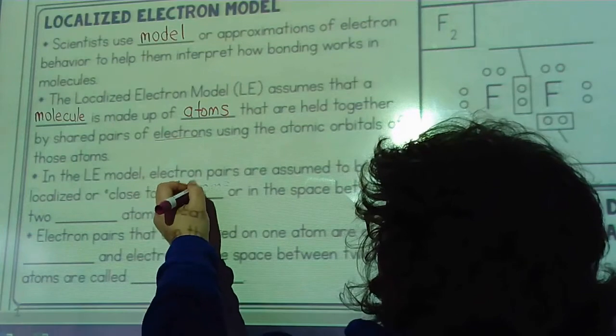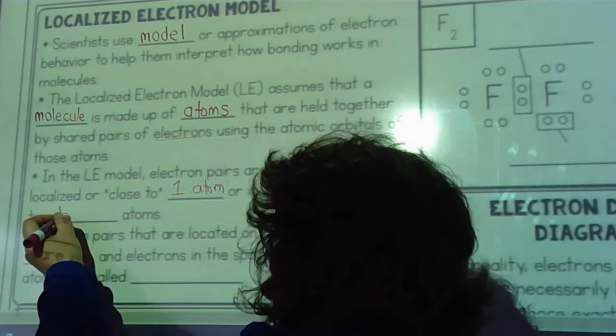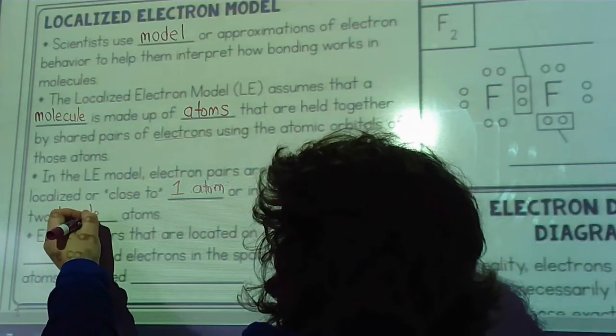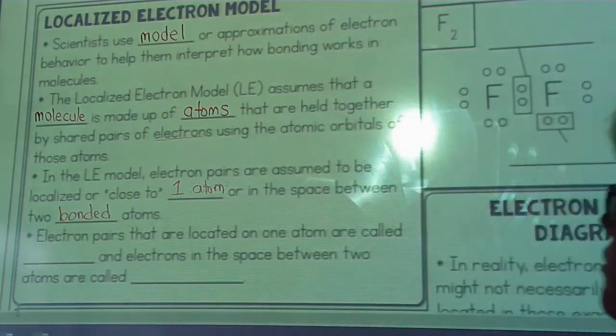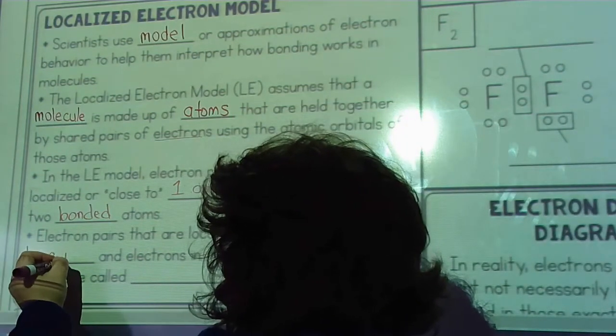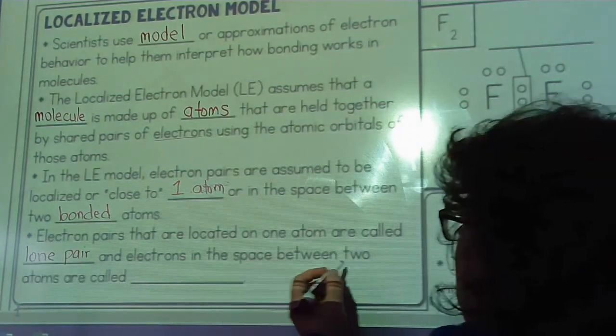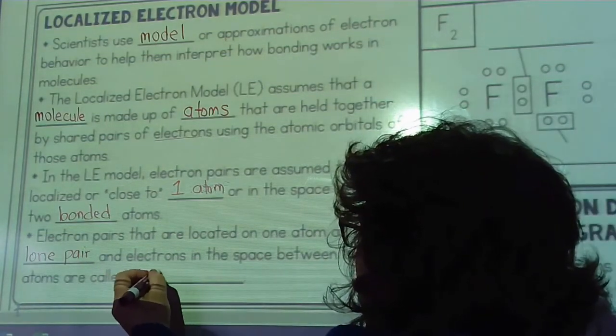The second assumption is that these electron pairs are assumed to either be close to one atom or in the space between two bonded atoms. So the electrons are either closer to one of the atoms or in the middle between the two atoms that are being bonded together. We call those electron pairs that are located on one atom lone pairs, because they are off alone. And the electrons that are in the space between two atoms are called bonded pairs.